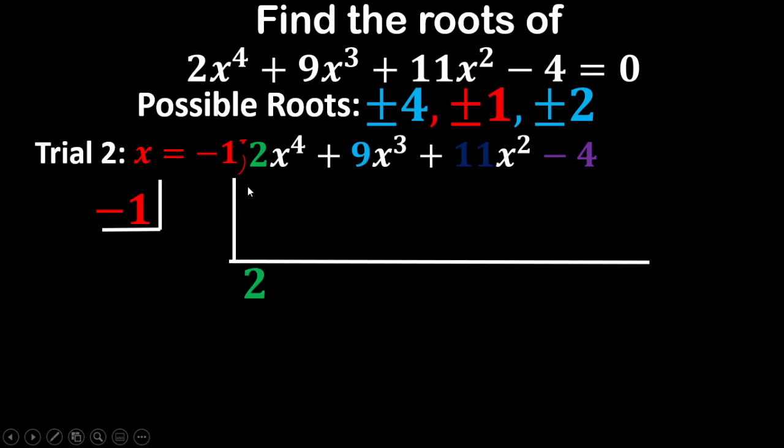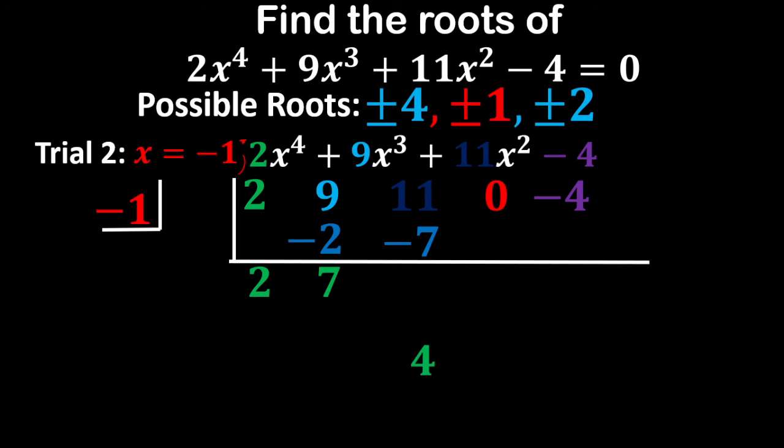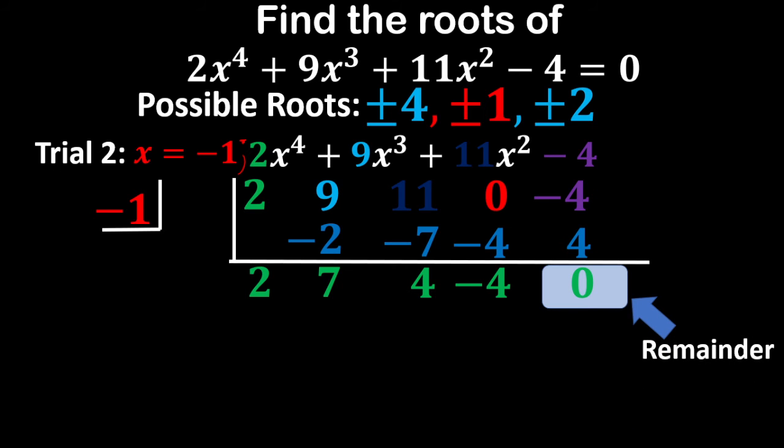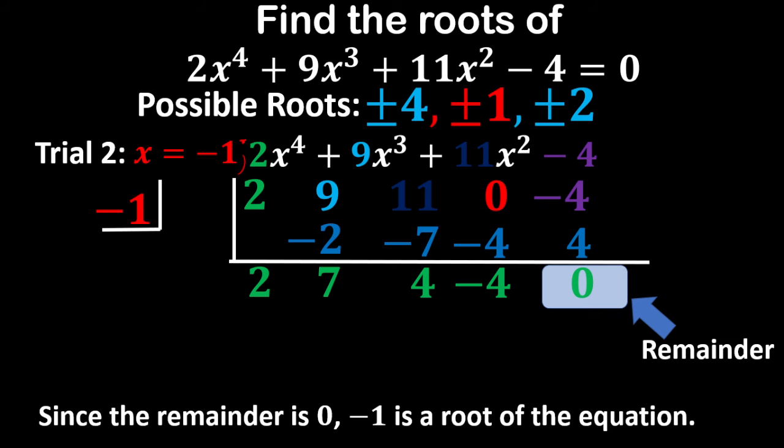Same process. We have 2, 9, 11, 0, and negative 4. Bring down 2. 2 times negative 1, negative 2, 9 minus 2, 7. 7 times negative 1, negative 7. 11 minus 7 is 4. 4 times negative 1 is negative 4. 0 minus 4 is negative 4. Negative 4 times negative 1 is 4. Negative 4 plus positive 4 is 0. And since the remainder is equal to 0, then negative 1 is a root of the equation.